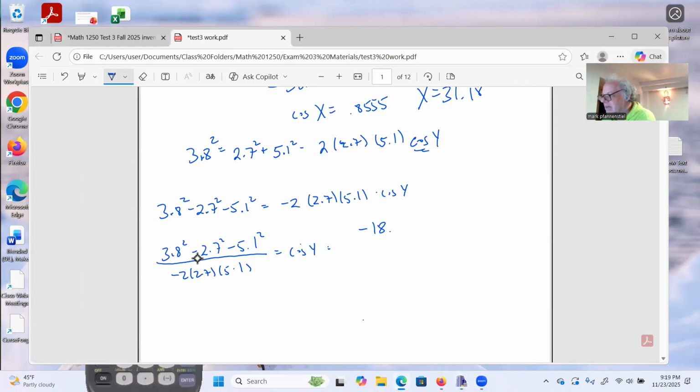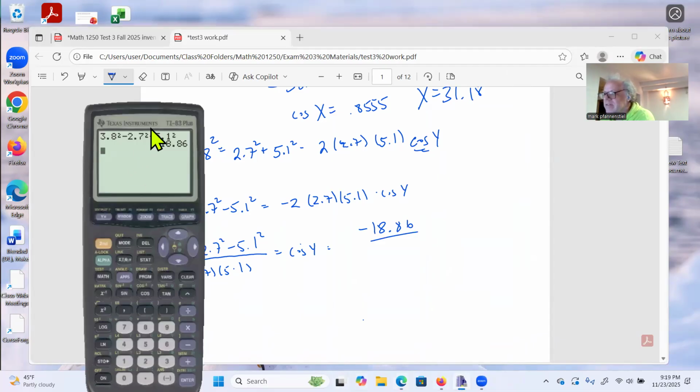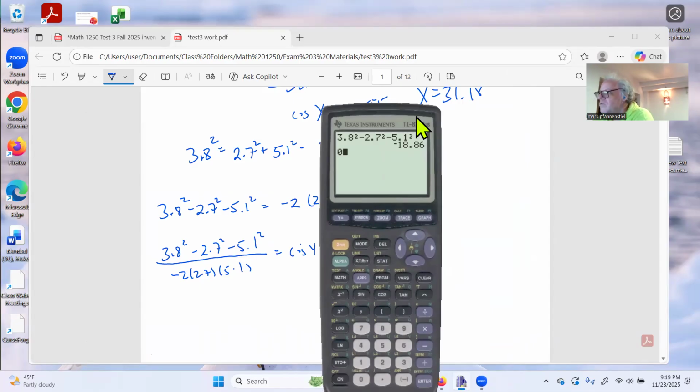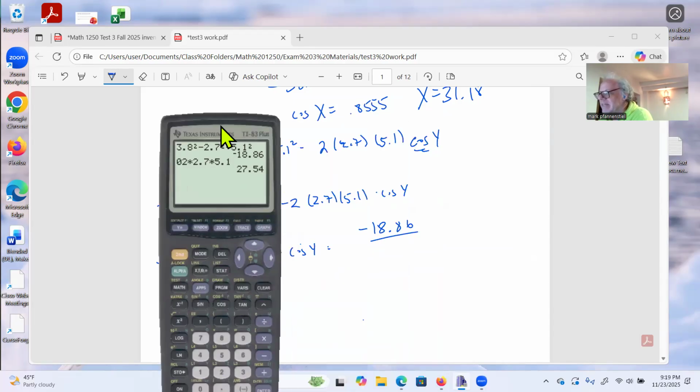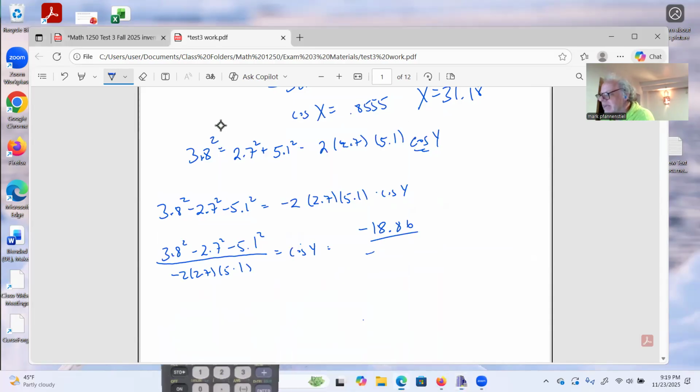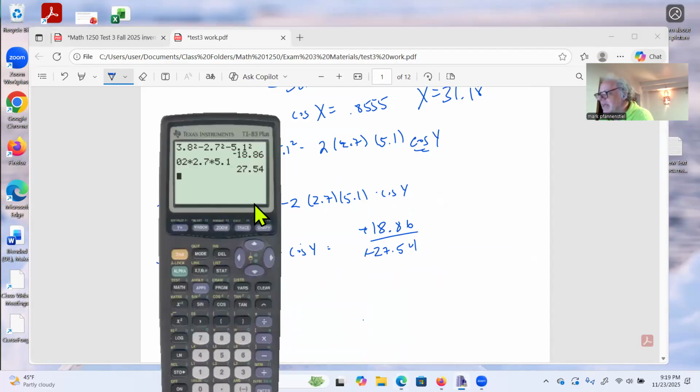Negative 18.86 divided by, let's see what's on the bottom. We've got 2 times 2.7 times 5.1. I'm double checking my tops and my bottoms to make sure they're matching up. There's a negative on this that I didn't type in, but that's going to be negative 27.54. Notice these guys were both negative. The negatives cancel, so we don't have to worry about the calculator with that.